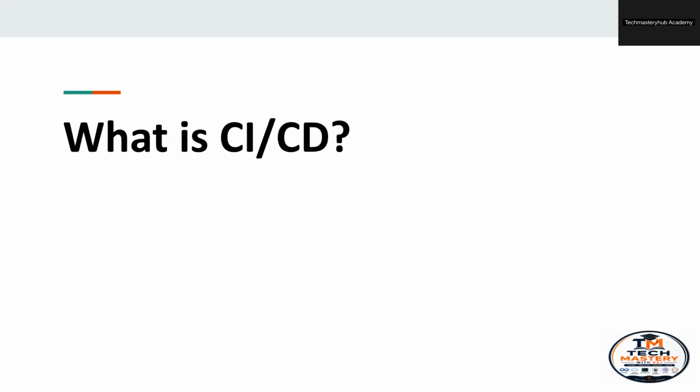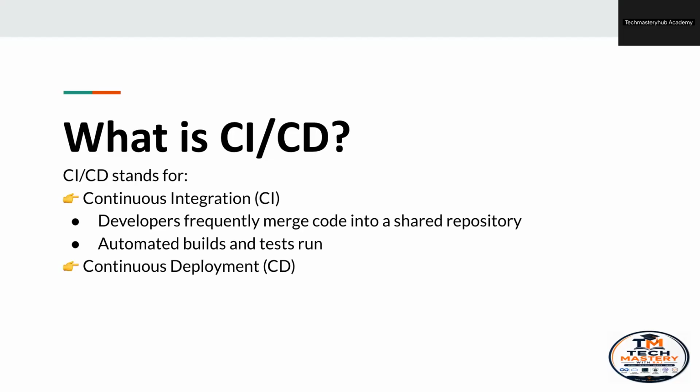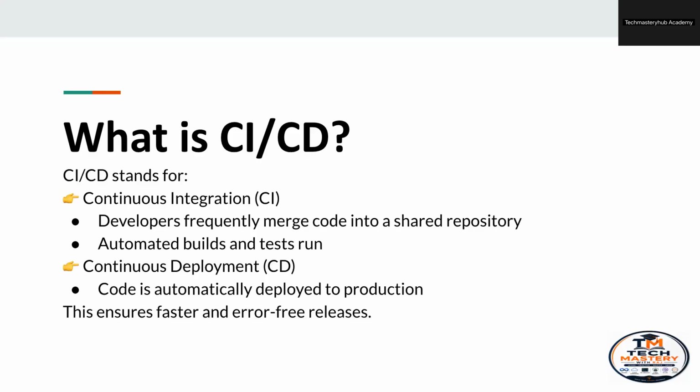So the next question is, what is CI/CD? CI/CD stands for continuous integration and continuous deployment. Okay, so in continuous integration, developers frequently merge code into a shared repository and automated builds and tests run. In continuous deployment, code is automatically deployed to production. This ensures faster and error-free releases. Okay, so this is CI/CD.